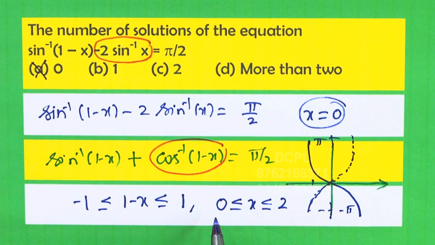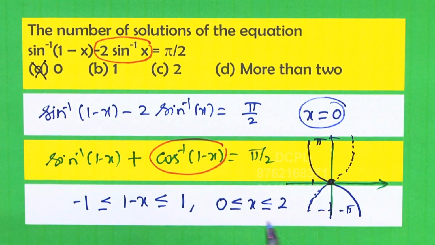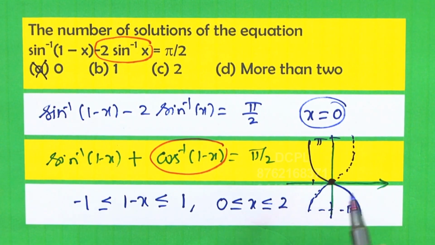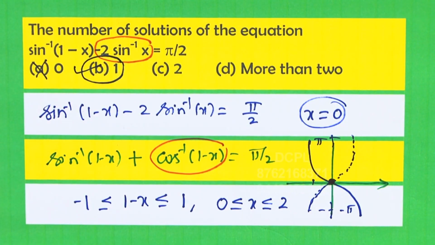So, what happens when x is 0, dear students? Cos inverse of 1, that is 0 again. This comes here. And the remaining part is towards the right side of the y-axis. Whatever the shape of the curve, it meets only at this particular point. Therefore, there is only one solution. This clearly says the number of solutions is equal to 1, that is option B is correct.